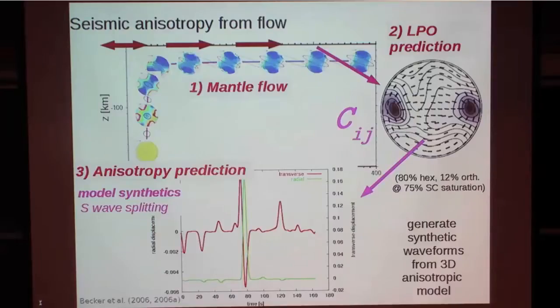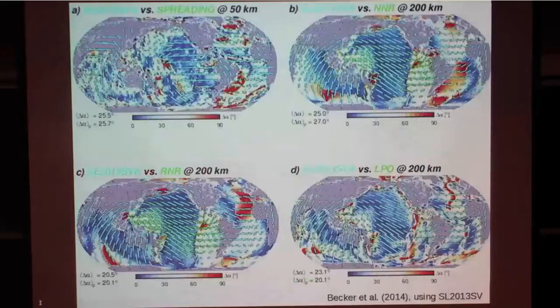So we can generate synthetic models of the mantle. We can query them, and we can compare them with surface waves. This is what's done here for the panels B, C, and D. And A is comparing azimuthal anisotropy with paleo spreading at shallow levels. I don't want to talk about this for now, but let's look at those three.